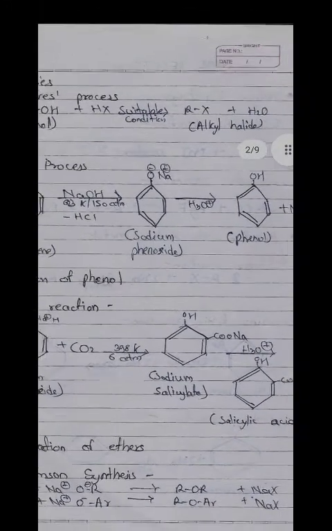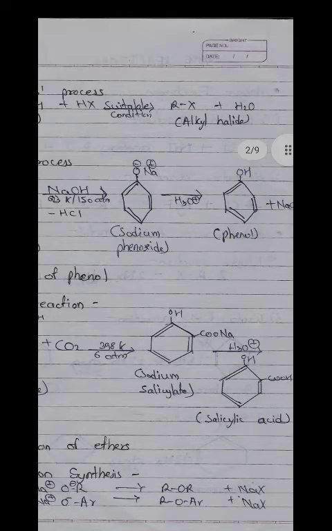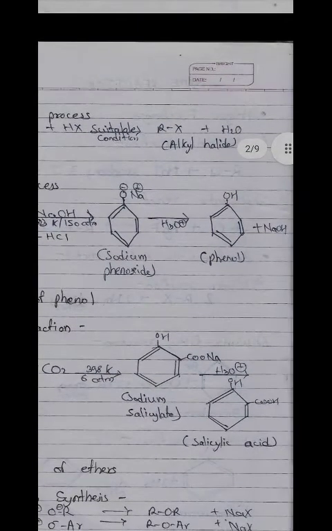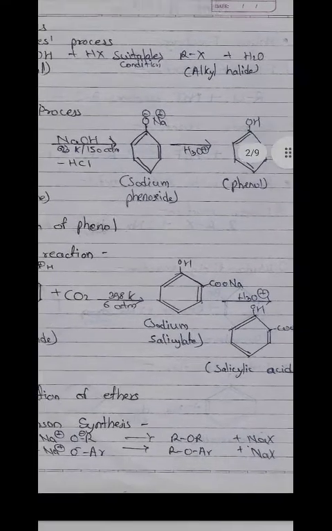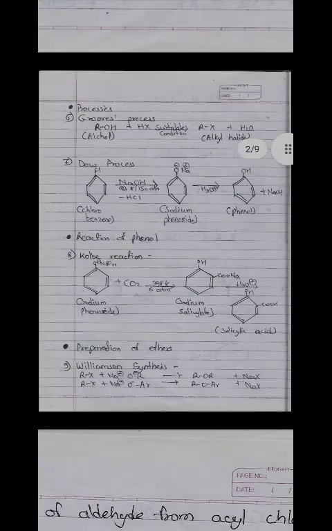So in this same reaction, when we add the hydronium ion, as you can see, H3O plus, sorry for the brightness. So in this sodium phenoxide, when we add H3O plus, our hydronium ion, we get phenol, a benzene ring with OH, called phenol, plus NaOH, sodium hydroxide. We get it in the form of product in the Dow's process.